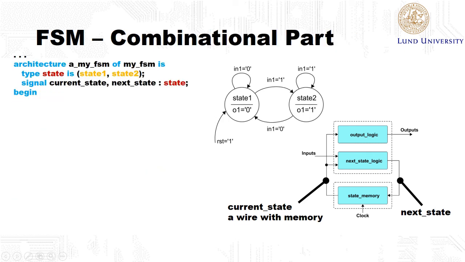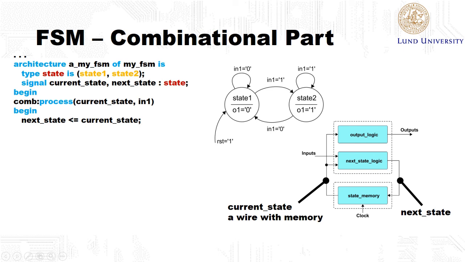Then we describe the combinational part of our finite state machine. That is, the part that should generate the output of the finite state machine and also the logic that should generate the next state for our machine. So we can describe this part by using a process. The process should be activated when either the input changes or when the current state changes. So we list these two in the sensitivity list of our process.